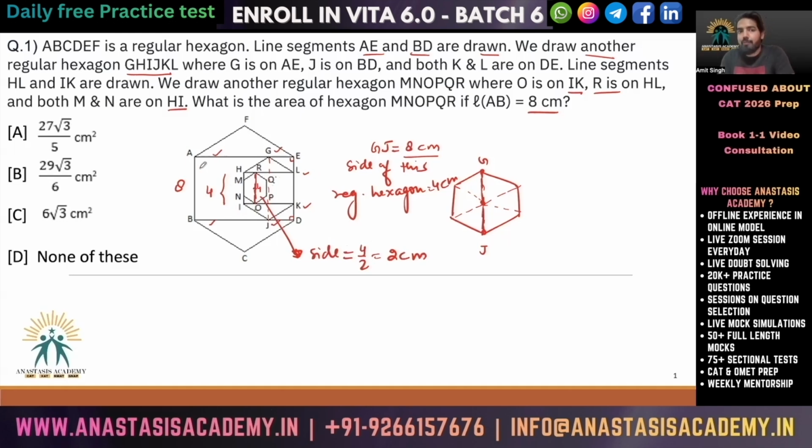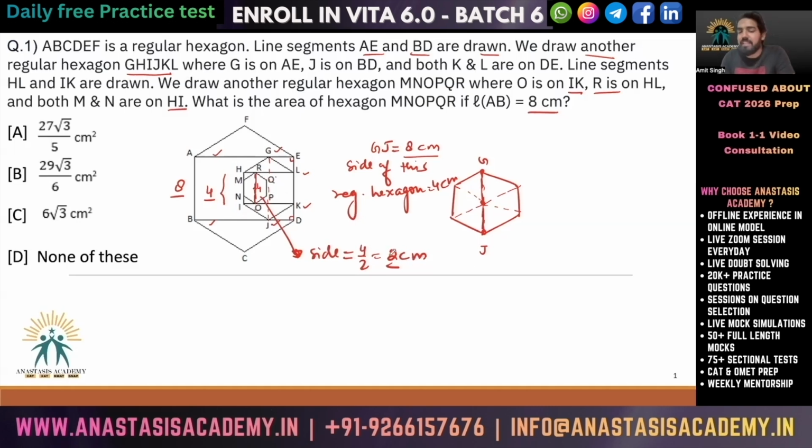Or you can see, if we keep drawing regular hexagons in this way, the side reduces by half, right? So it was 8 initially, then it became 4, then it became 2, right? So it is a pattern actually. Okay, so the side of this smallest regular hexagon, that is MNOPQR, is 2 centimeters.